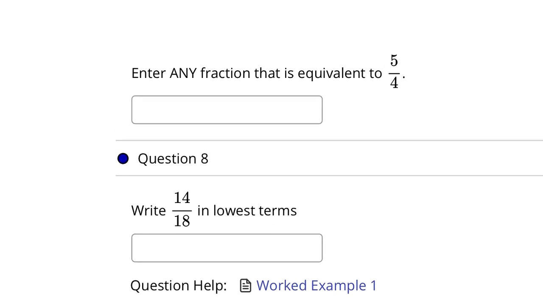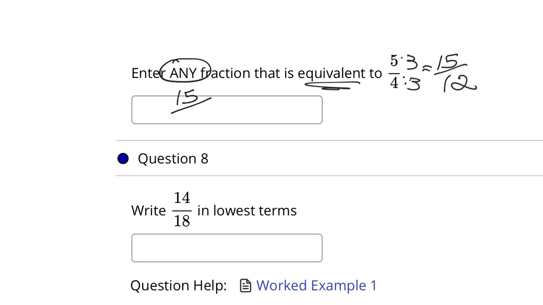Okay, this is number 7. Enter any fraction that's equivalent to 5/4. Just multiply both numbers by the same number, any number. So 4 times 3 is 12, 5 times 3 is 15, so 15 over 12 is an equivalent fraction. And you could do it by 100, whatever you want.